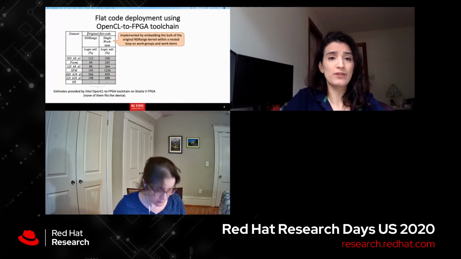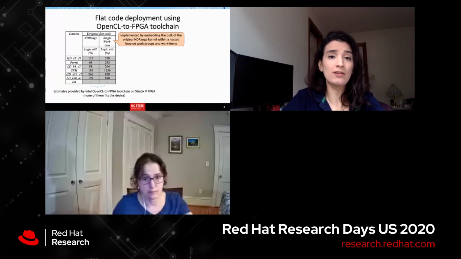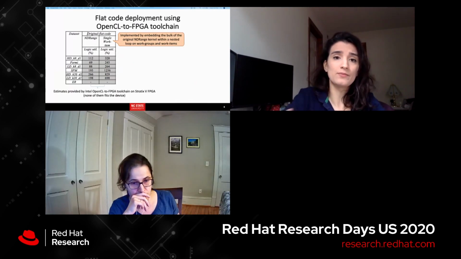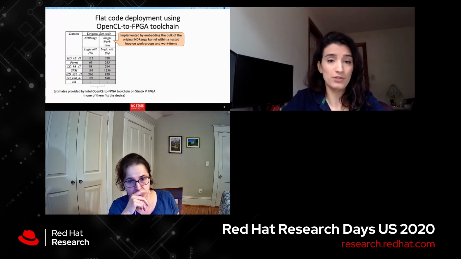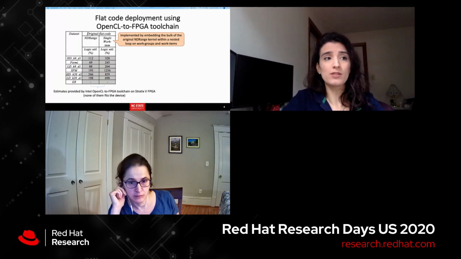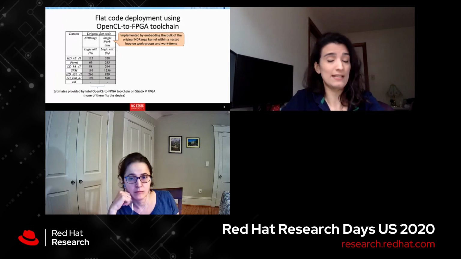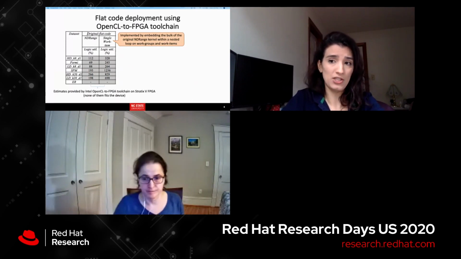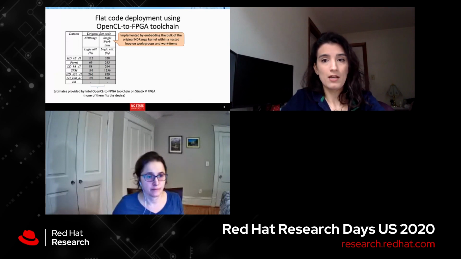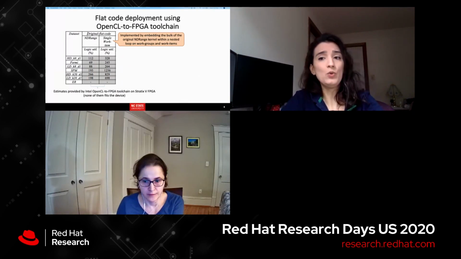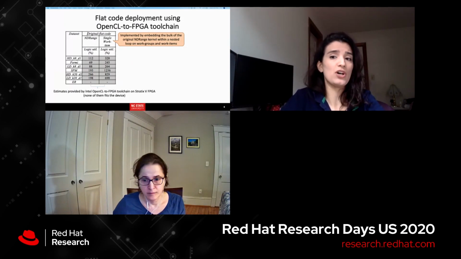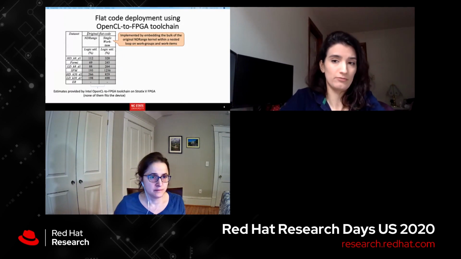Here, I'm going to show some results of the initial mapping of our flat code, or initial code, to the FPGA using the OpenCL to FPGA toolchain. But before that, I'm going to give you a background about the different types of OpenCL kernels that we have. So OpenCL kernels can be in two different forms, which are ND range and single work item kernels. ND range kernels have multiple work items and work groups, and single work item kernels comprise one work item, and they basically have loops that iterate over the tasks that are done by work items in the ND range form of the kernel.